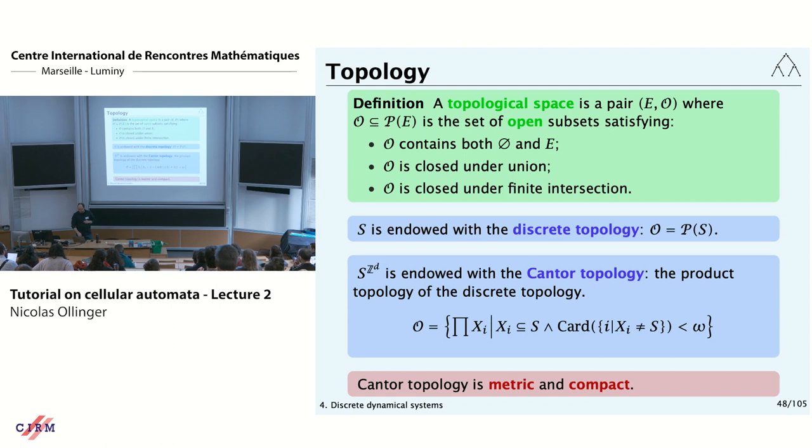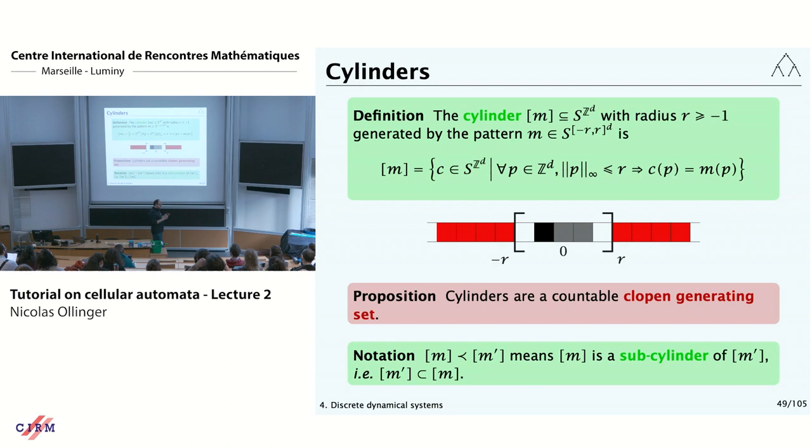And all that topology revolves around those cylinders. And a cylinder here is a very combinatorial object. It's just a finite pattern of cells centered on zero. And all the other cells are free to take any state. So this is the cylinder white, black, gray, gray, white, for example. And all the red cells here can be any state from my state set. And what is nice with cylinders is that it's a base of clopen sets that generate all the open sets and all the closed sets of our topology.